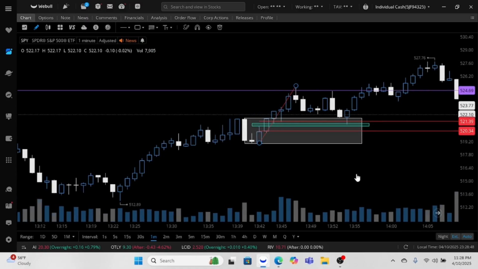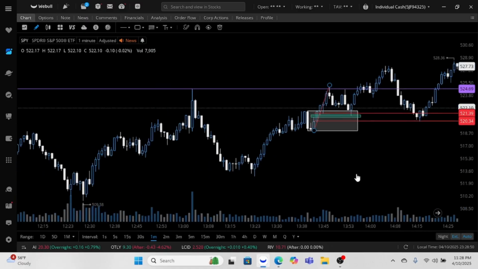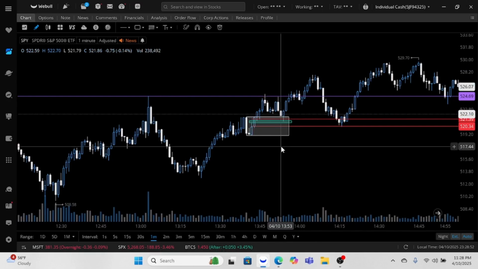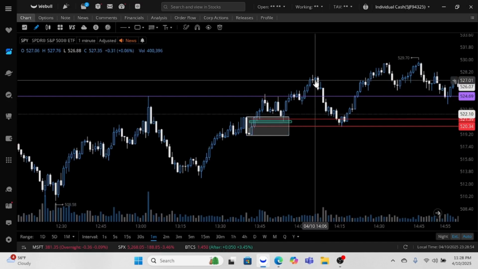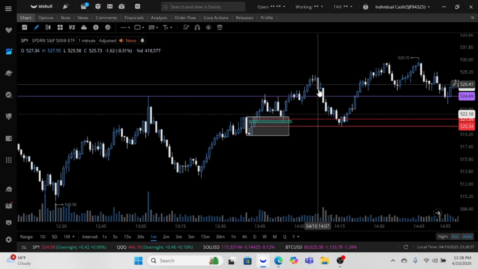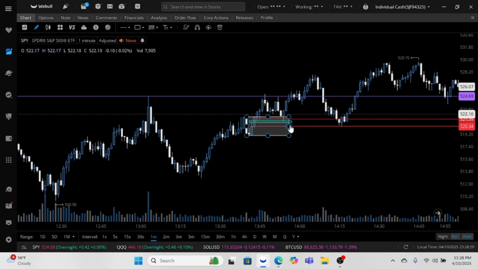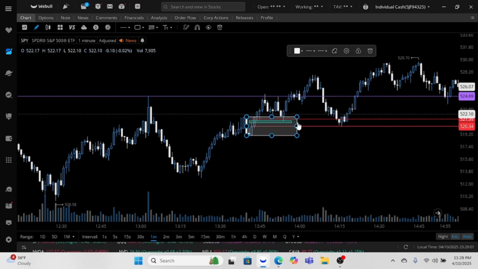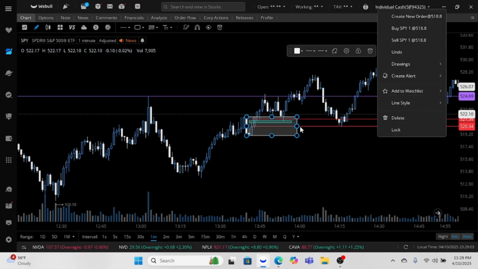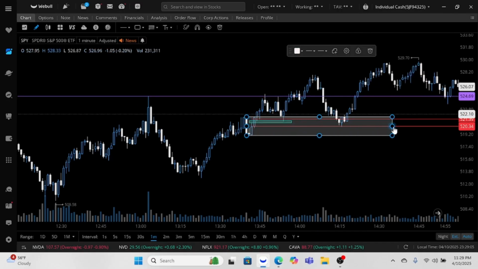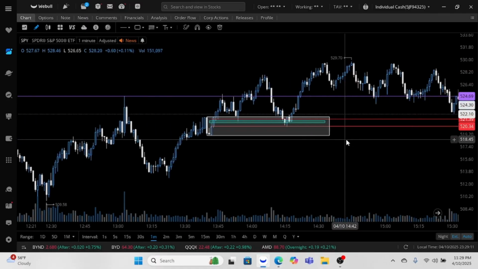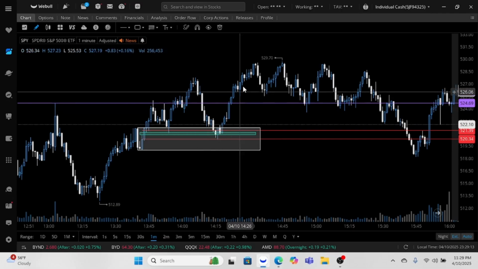And then price comes up. It comes back down where? Where does it come back down to before heading up again? Right back into the order block. Right back into the fib. And right back into the fair value gap. Before going up again.